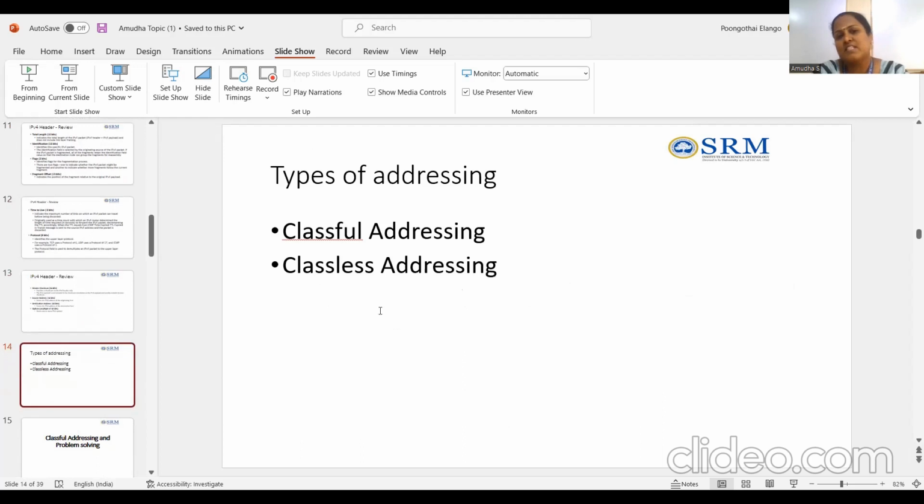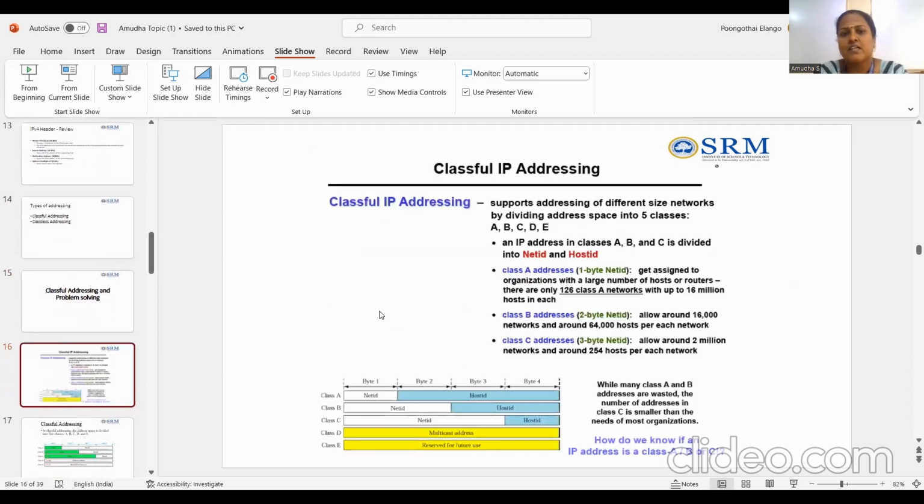We can classify IP addressing into 2 types, classful and classless addressing. Consider the classful address. It is divided into 5 categories, which can be classified according to the net ID and host ID. So class A address takes the largest number of hosts or routers. The range is 0 to 127. In class A address, the first byte is the net ID, and the remaining 3 bytes are the host ID.